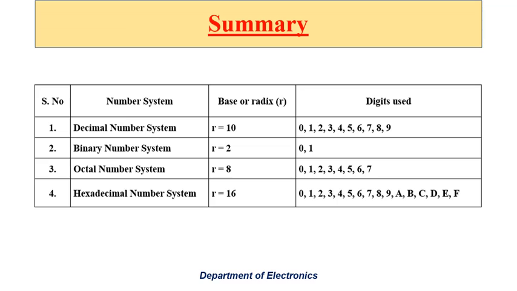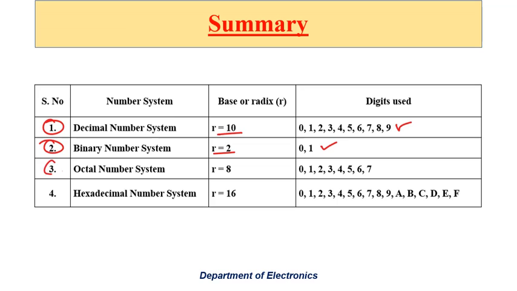We can summarize all these four number systems based on their base and the number of digits used. For the decimal number system, the base value or the radix value is 10. That means it uses 10 different digits. Those 10 different digits are 0 to 9. For the binary number system, the base value is 2. That means it uses only 2 different digits, that is 0 and 1. These two digits are also called bits.